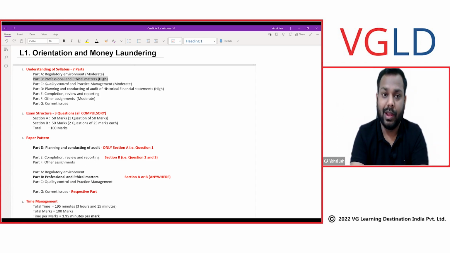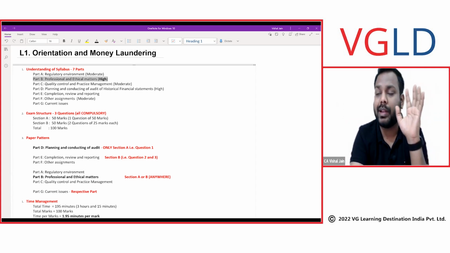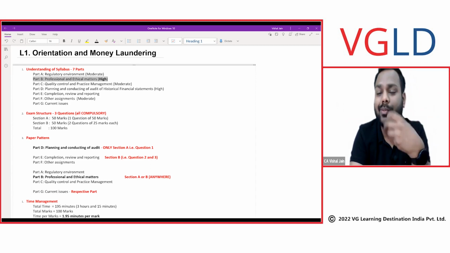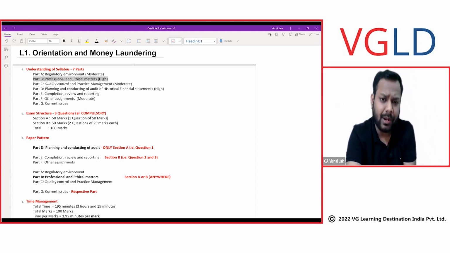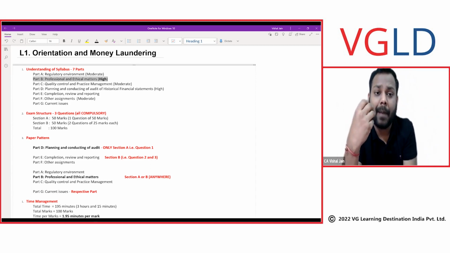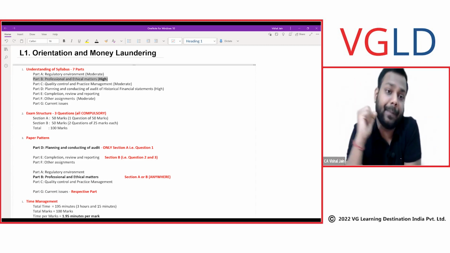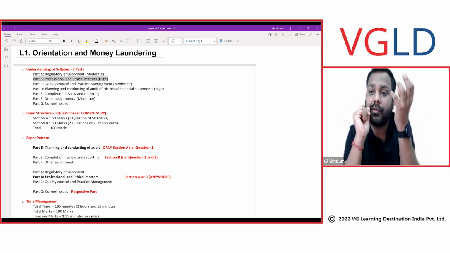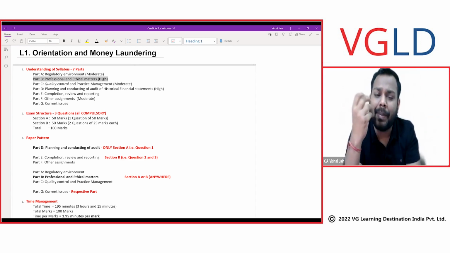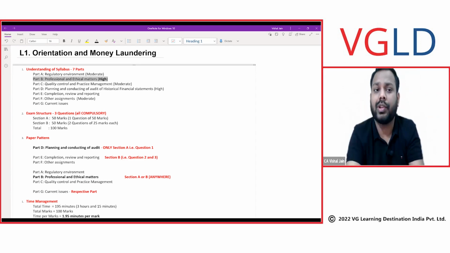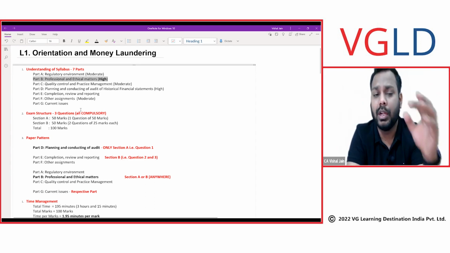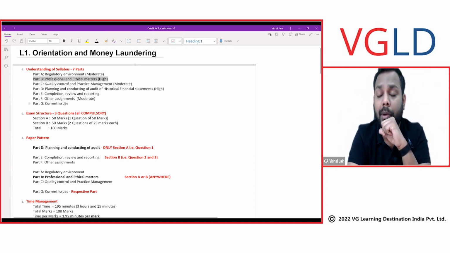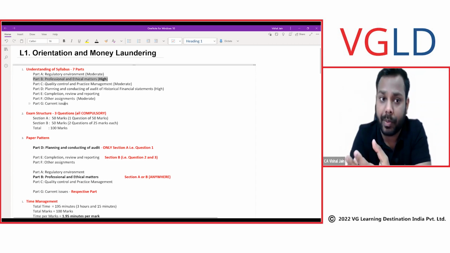And when you're studying professional and ethical matters, the knowledge that you have to gain is very minimal, and the application is very, very high. Very different from regulatory environment, wherein the knowledge that you have to gain is very high and the application is very low. So regulatory environment is much of a theoretical topic. Professional and ethical matters is much of an application based topic.